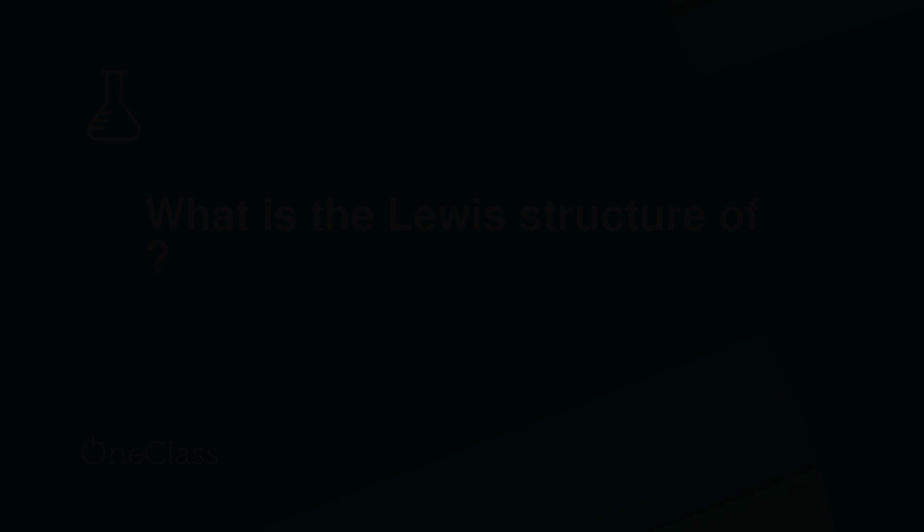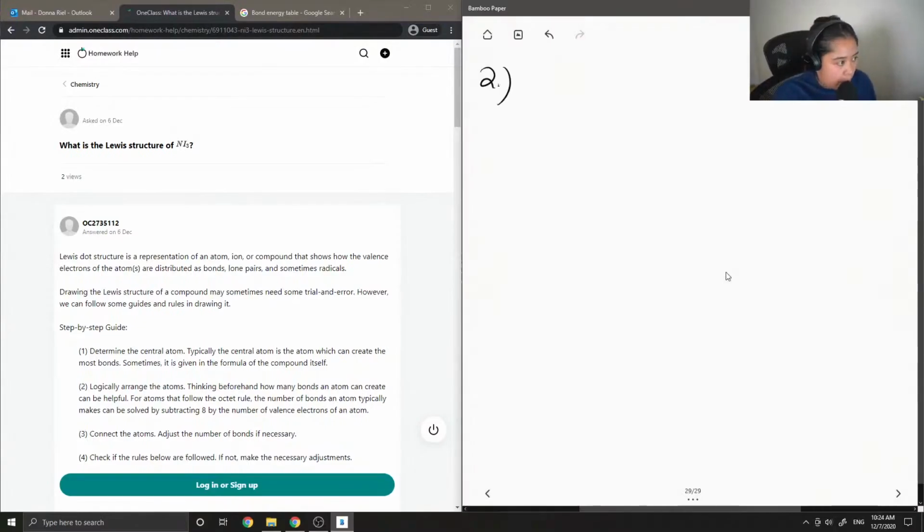Okay, so now let's move on to question number 2. Question 2, what is the Lewis structure of NI3? So nitrogen triiodide.